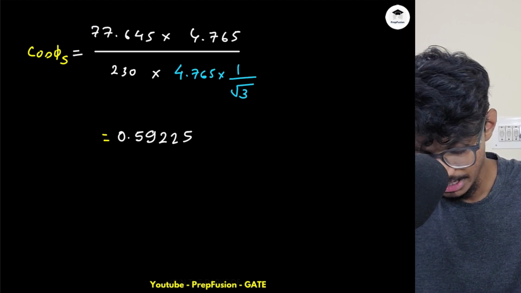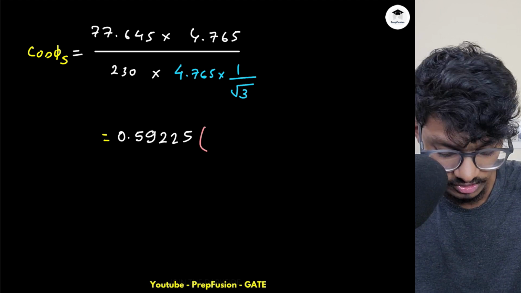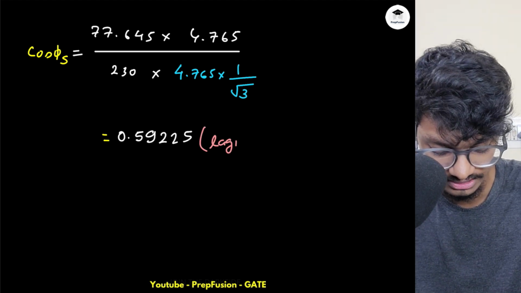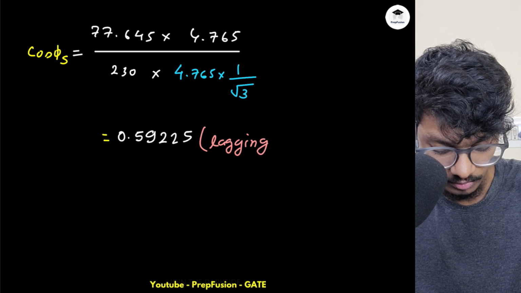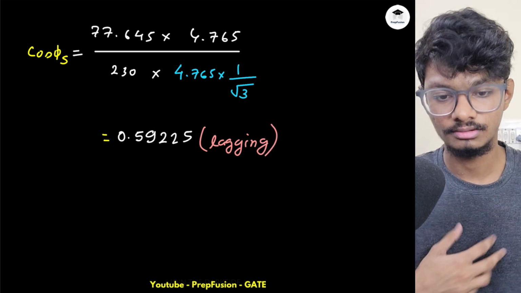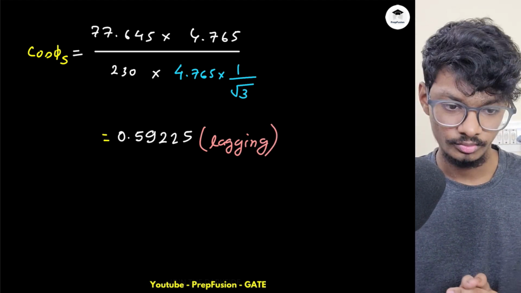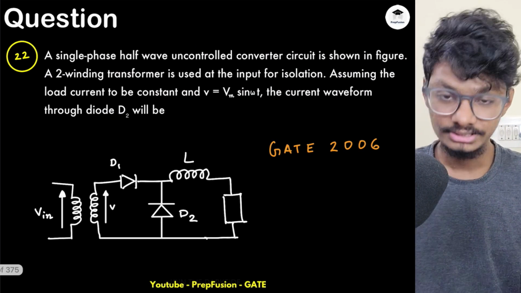Okay, this will be cos phi s, and this will be lagging. Why will this be lagging? If you compute the Fourier series coefficients, all the current components will lag. All the sinusoids will lag. So this will be your answer to the question. Let's come to the second question.